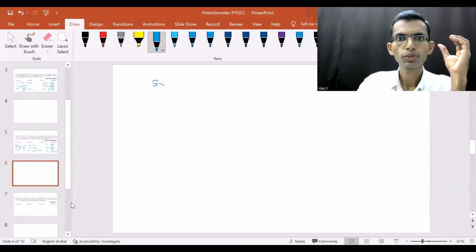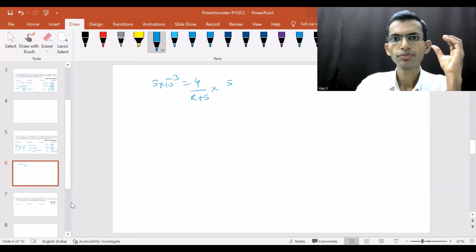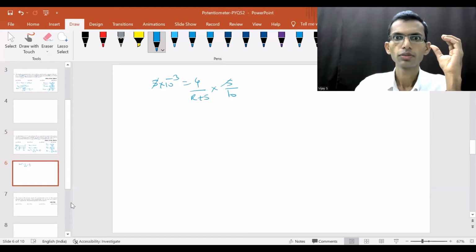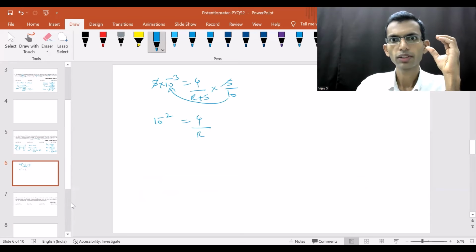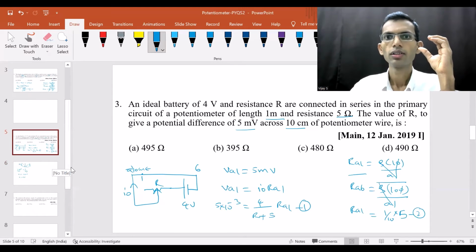Right. 5 into 10 power minus 3 is equal to 4 by R plus 5. So RAB, what is that? RA1 we got as 5 by 10. So the 5s cancel. When we take 10 to that side, 10 power minus 2 is equal to 4 by R plus 5. So this can be written as 1 by 100. This becomes R plus 5 is equal to 400. So that means R is equal to 395. Which option is satisfying? Yeah, D. So that is the answer.